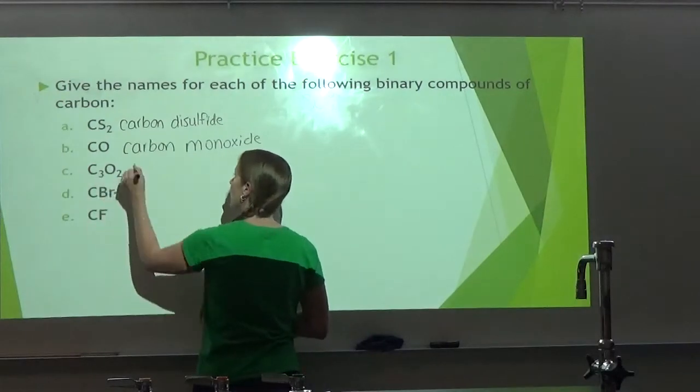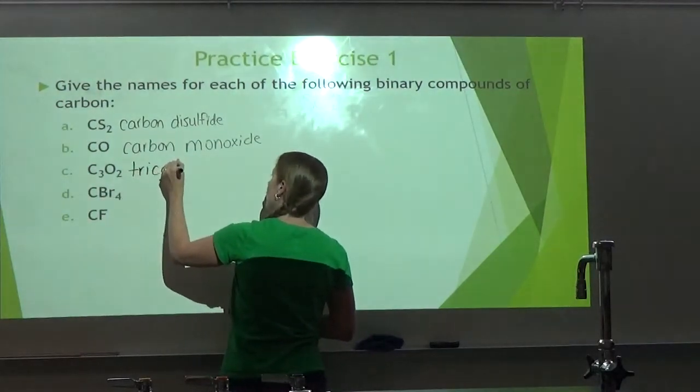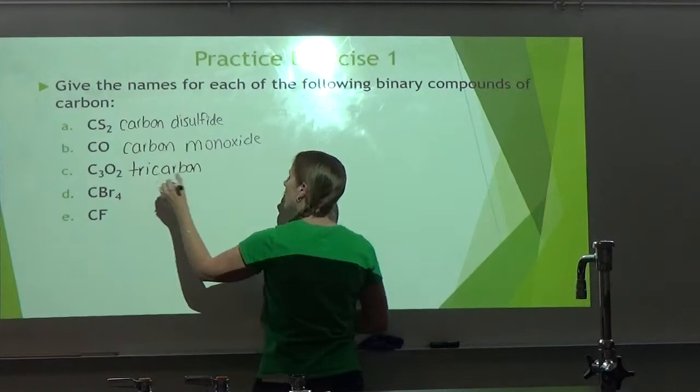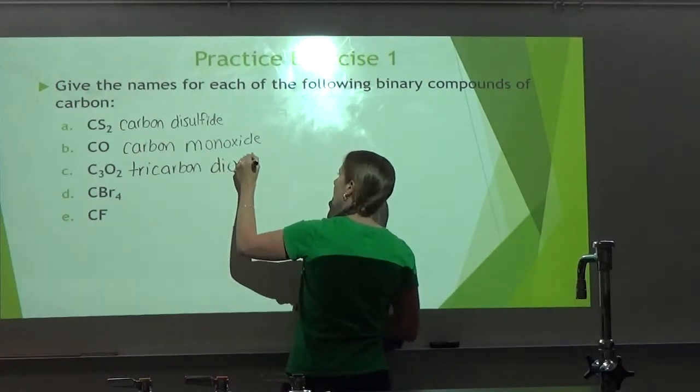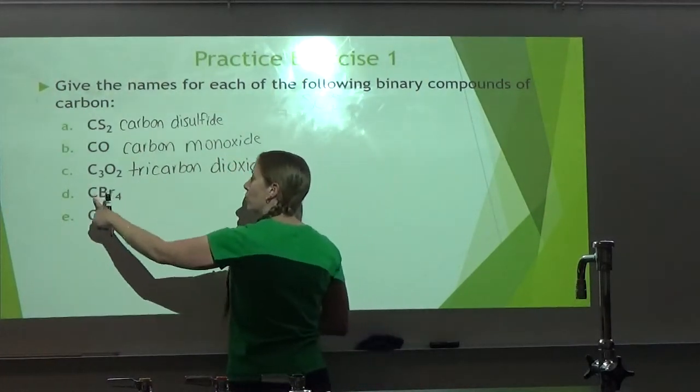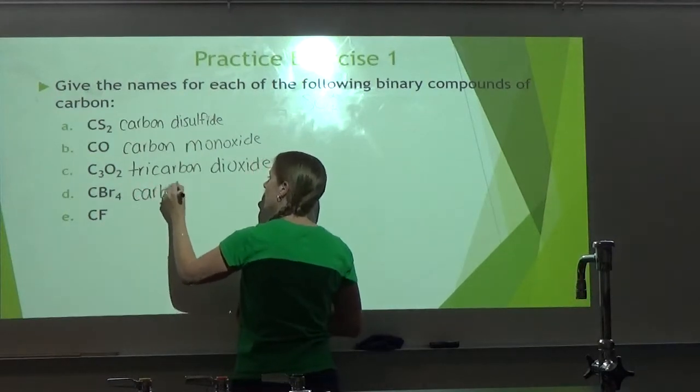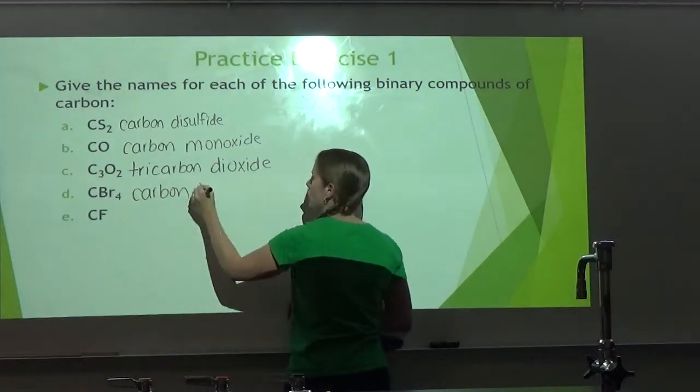Alright, next we have 3 carbons. So tricarbon and 2 oxygens. So dioxide. Here we have 1 carbon, so I just call it carbon, and 4 bromine. So tetrabromide.